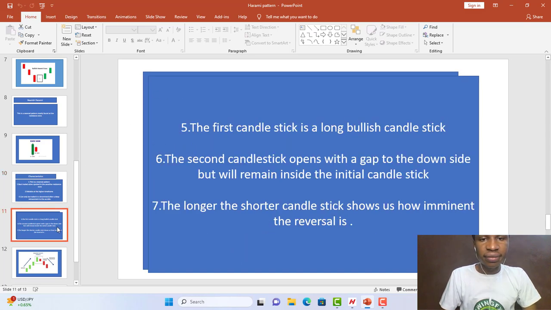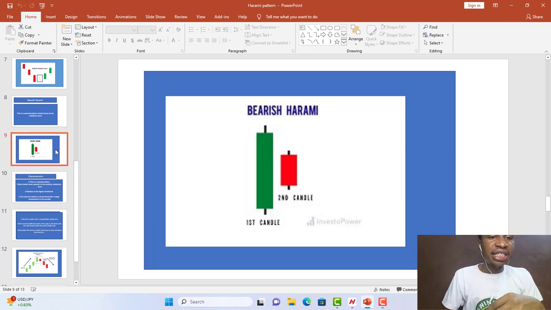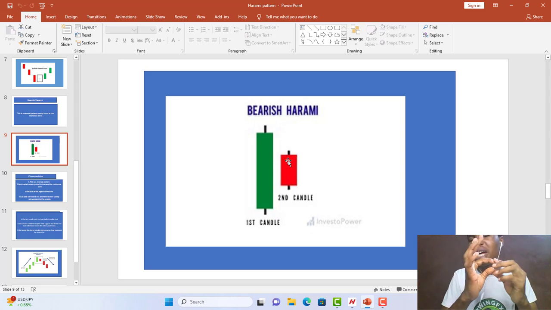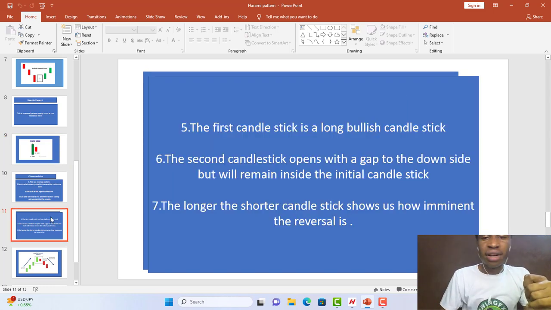So the first candlestick is a long bullish candlestick, just as seen here. Then the second candlestick in that pattern is a short bearish candlestick, but inside the bullish candlestick, right?